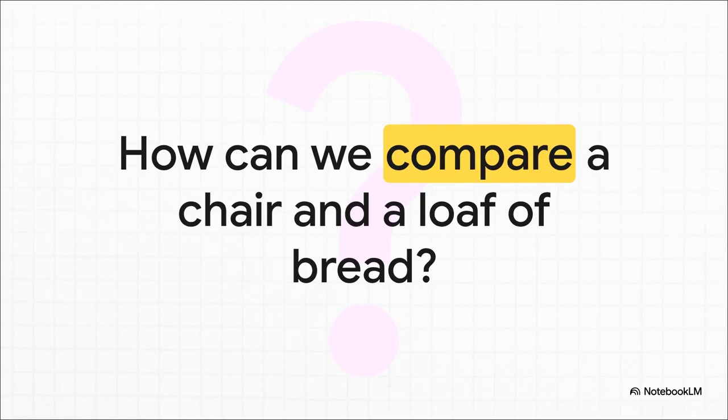This simple idea, though, leads to a really deep question. Think about it. A chair and a loaf of bread are completely different things. They do totally different jobs. So how on earth can we say that one chair is worth 100 loaves of bread? What's the common stuff inside them that lets us even make that comparison?